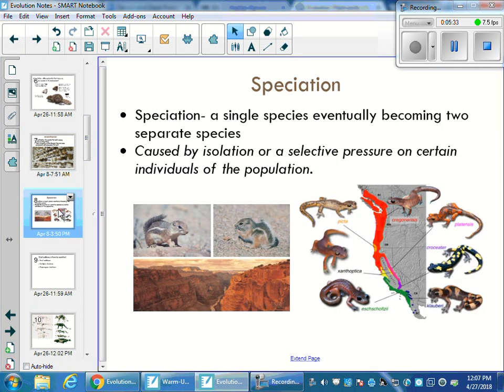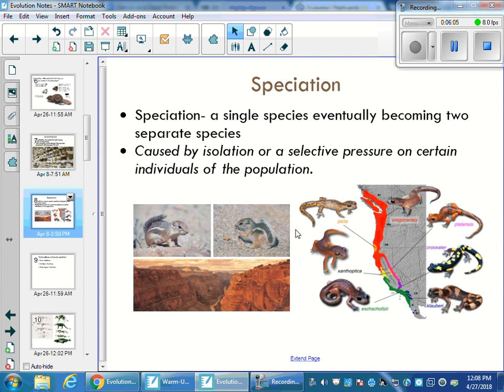Speciation is when a single species eventually becomes two separate species. This gives us that diversity and diversification. And this can happen when things are separated or isolated from each other. So for example, there are two species of squirrels that live on different sides of the Grand Canyon. They were isolated, or just kept separate from each other, because of the Grand Canyon, and over time those populations changed so that they're slightly different. Okay? And they're now different species.